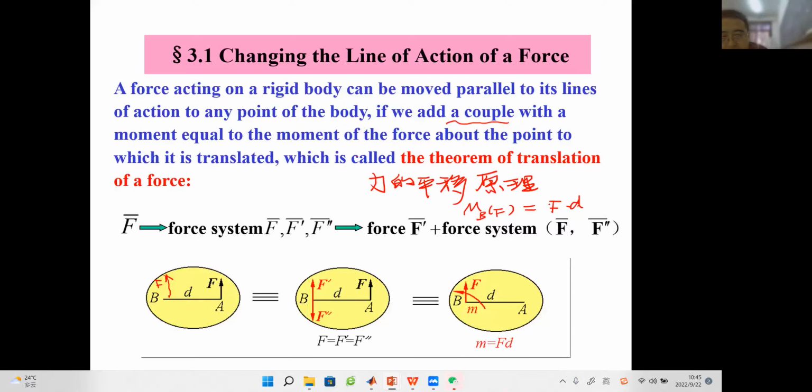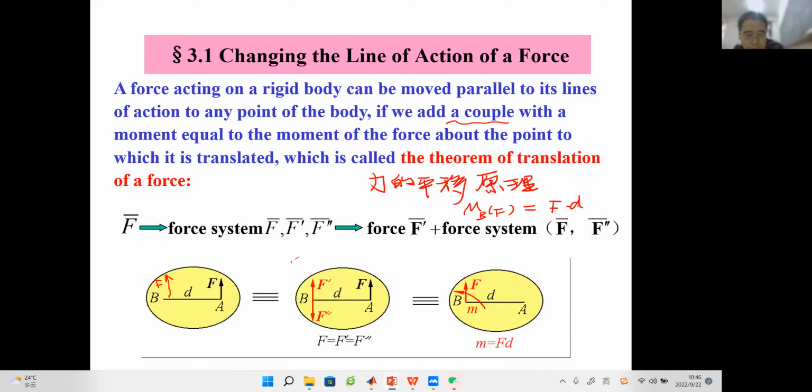And this direction we should know. If it is counterclockwise, it will be plus, positive. And if it is in the clockwise direction, it will be negative, minus. So it may be plus, it may be minus. So that is the 力的平移原理, the theorem of translation of a force.